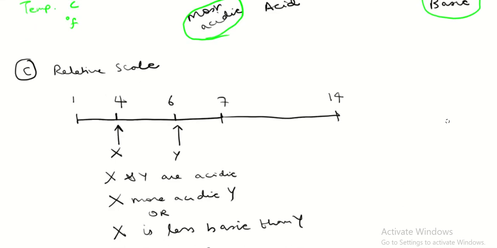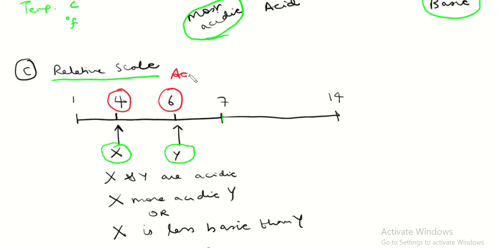Now, it is a relative scale. So what the heck does that mean? So let's say I have two compounds. One of them has a pH of 4, the other one has a pH of 6. Now remember, this is 7, this is 1, this is 14. So this is 4, this is 6.